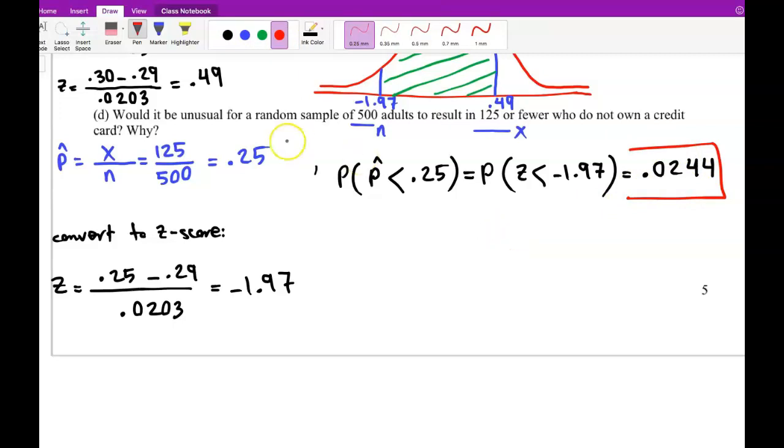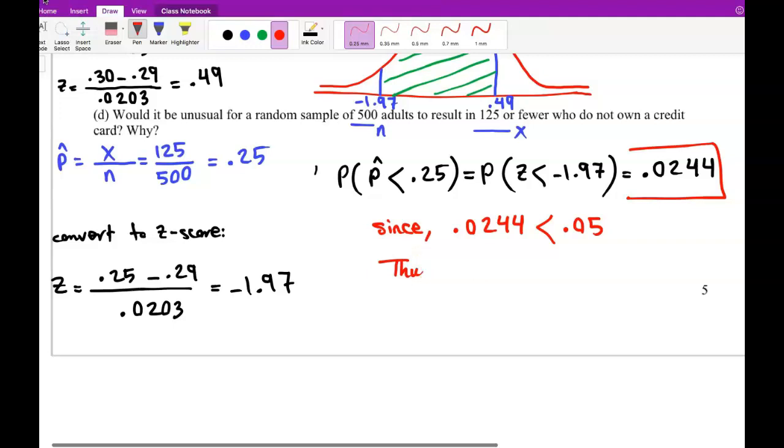So it's asking if this is unusual, since this 0.0244 is less than 5%. Therefore, this is unusual. Okay, so this part is unusual.